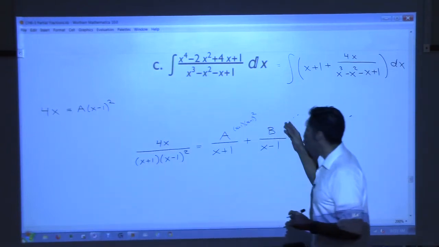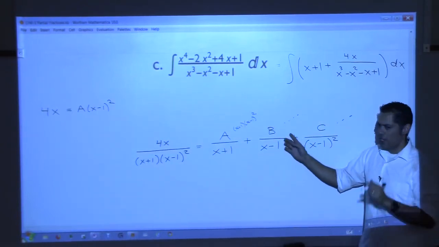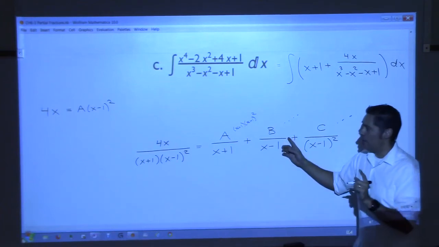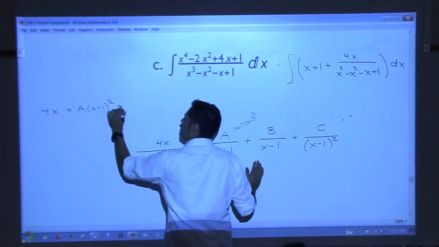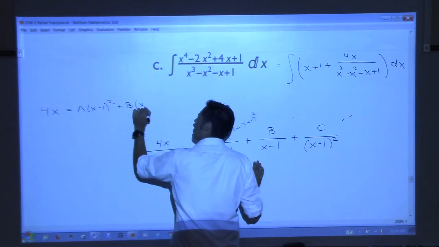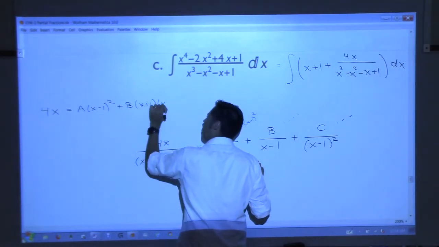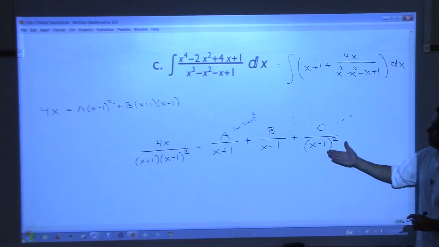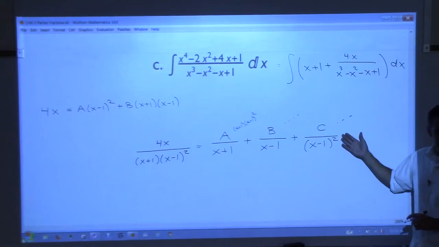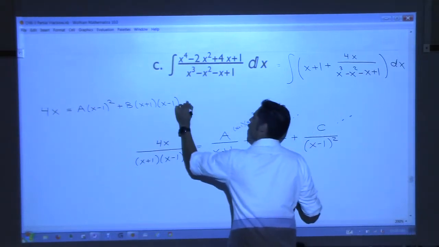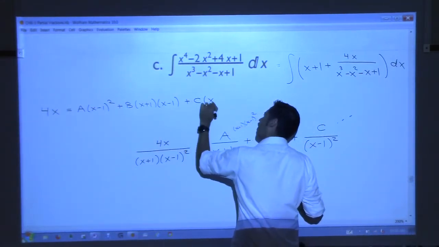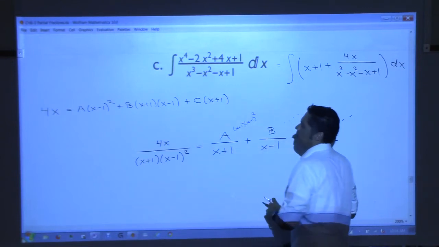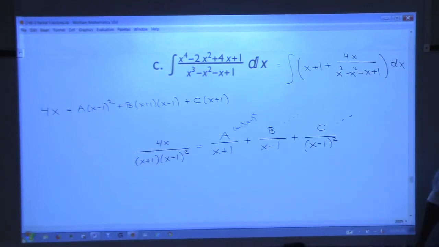Plus, on this one, what would cancel? Just one of the x minus 1s. So you would have plus b, you still have the x plus 1, and you still have one of the x minus 1s, right? And then on this one, the x minus 1 squareds cancel, and you still have the x plus 1 and the c. All right, there it is. That's what we get to work with.